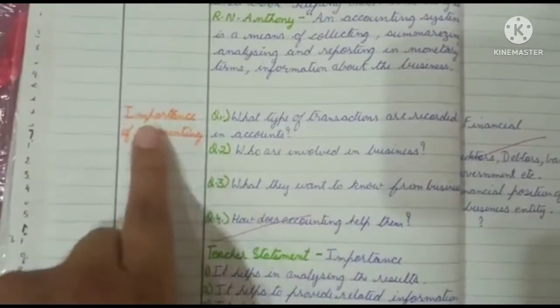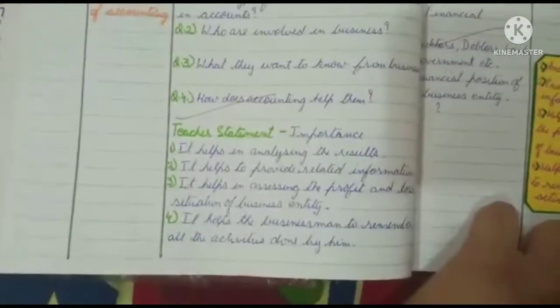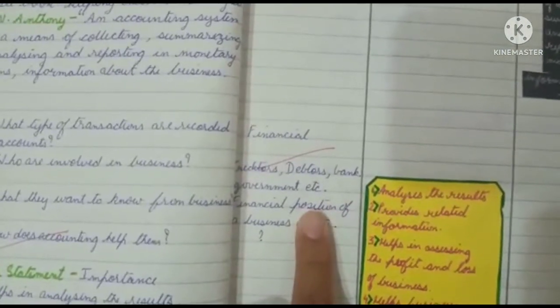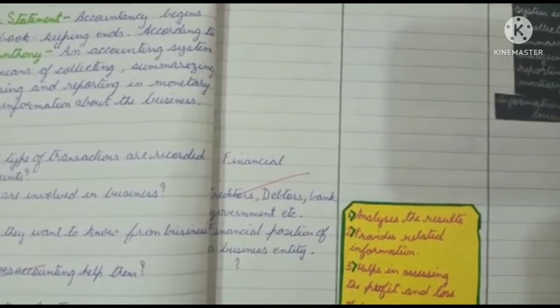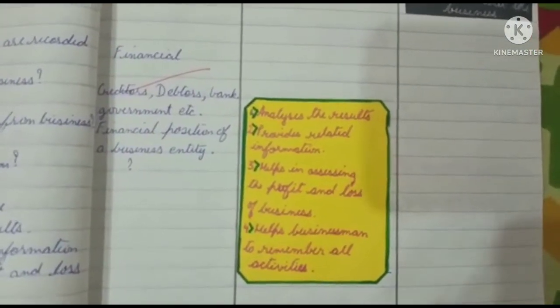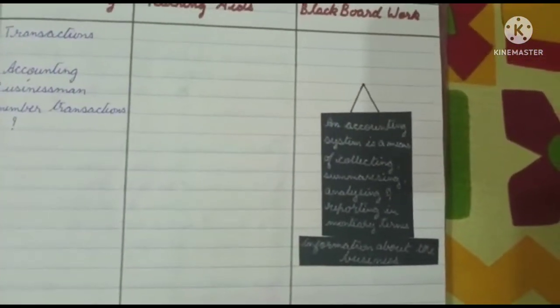Then we have the importance of accounting. Again, we have 4 questions. Then we have the teacher statement. This is our student activity. This is the teaching aid. And this is the blackboard work.